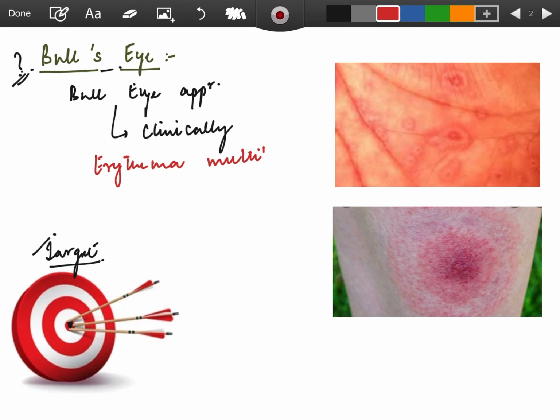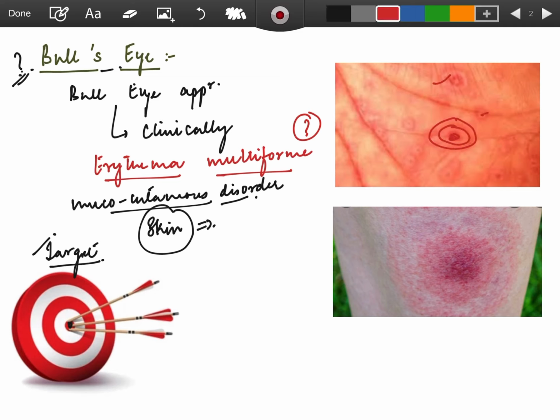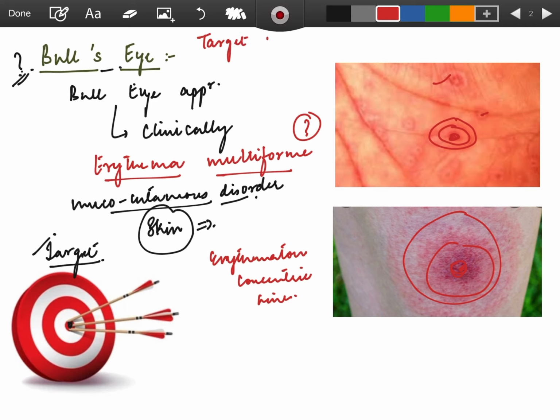So erythema multiforme, erythema stands for red, and multiforme, different forms or different morphology. So it is a mucocutaneous disorder affecting skin and the mucous membrane. So skin and also the oral cavity. But the bullseye appearance is seen in the skin, not in the oral cavity, only in the skin. So this is a typical rash, that of the bullseye or the target's eye. So erythematous area surrounded by erythematous concentric lines. So also called the target lesion or the iris lesion.